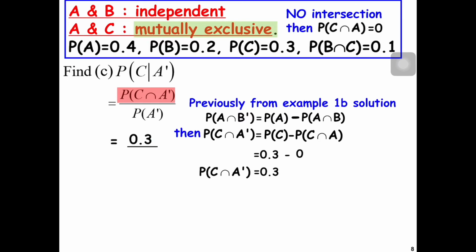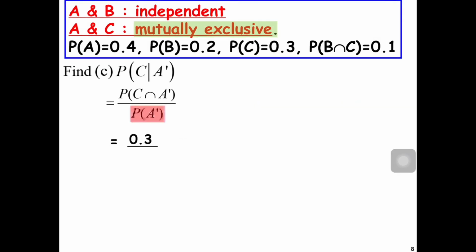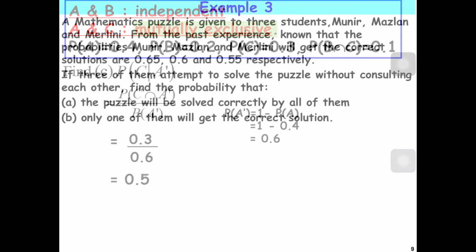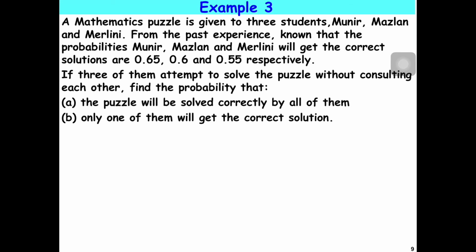Okay, so substitute the value over there, and then find probability A complement. So here you have probability A equals 0.4. Then probability A complement is equal to 1 minus probability A. So 1 minus 0.4, you will get 0.6. Substitute it inside there, simplify it, you will get 0.5. Okay, we go to example 3.